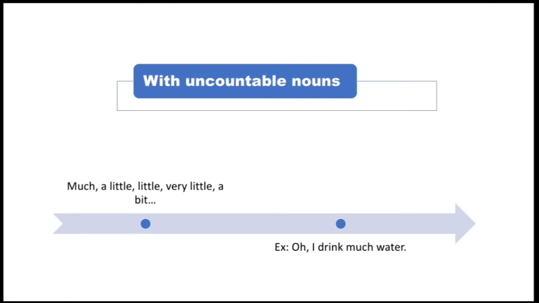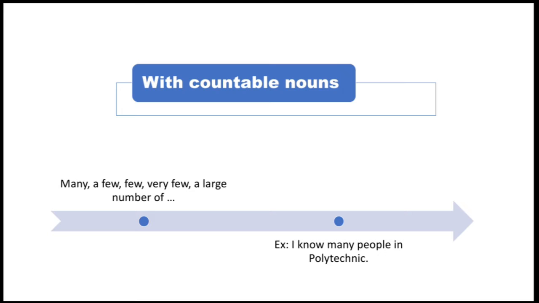Quantifiers with uncountable nouns. What does an uncountable noun mean? An uncountable noun is something that we cannot count, like water, like rice, etc. Examples of quantifiers that we can use in this situation: much, a little, very little, a bit of, etc. Example: I drink much water. I cannot say I drink many water or I drink few water. No.